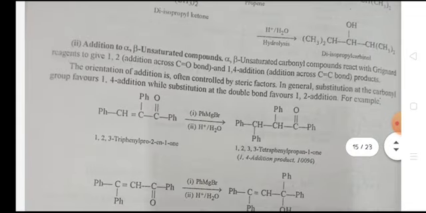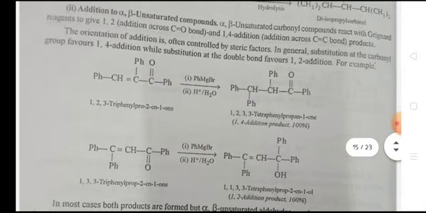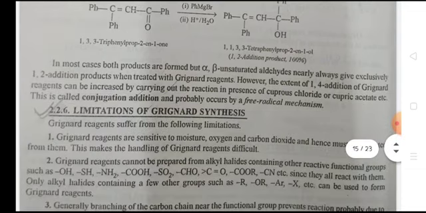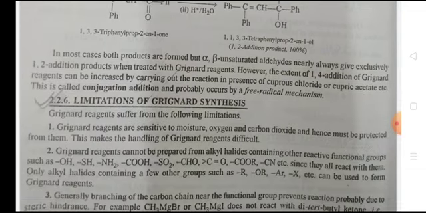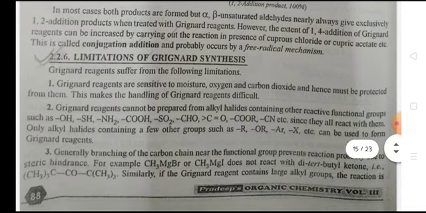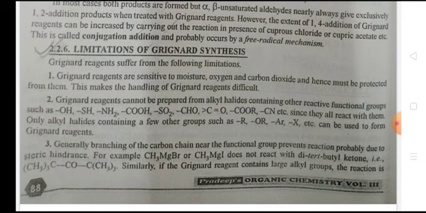Second, addition to alpha beta unsaturated compounds. Alpha beta unsaturated compounds react with Grignard reagent to give 1,2 and 1,4 addition products. The orientation of addition is often controlled by steric factors. In general, substitution at the carbonyl group favors 1,4 addition, while substitution at the double bond favors 1,2 addition. In most cases, both products are formed, but alpha beta unsaturated aldehydes nearly always give exclusively 1,2 addition products when treated with Grignard reagent.